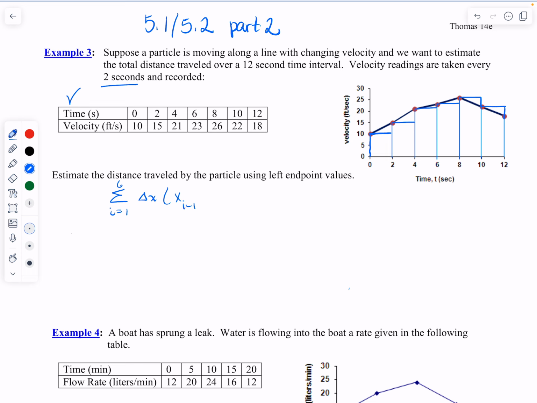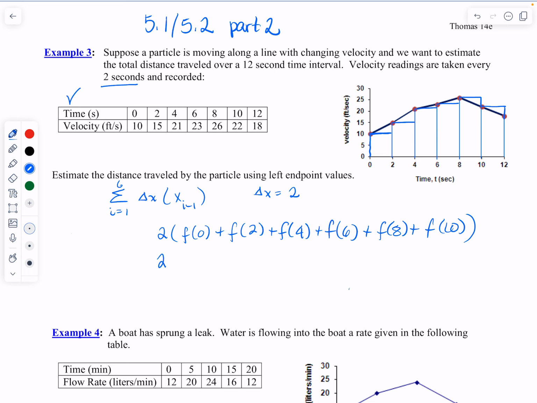So remember the left is i minus 1. Okay, so let's go ahead and do this. Delta x, we know, is the width, and the width of each of these intervals is 2. So I'm going to take 2 times the function at 0, because that's my first left endpoint, plus the function at 2, plus the function at 4, plus the function at 6, plus the function at 8, plus the function at 10. And that will be my last one.